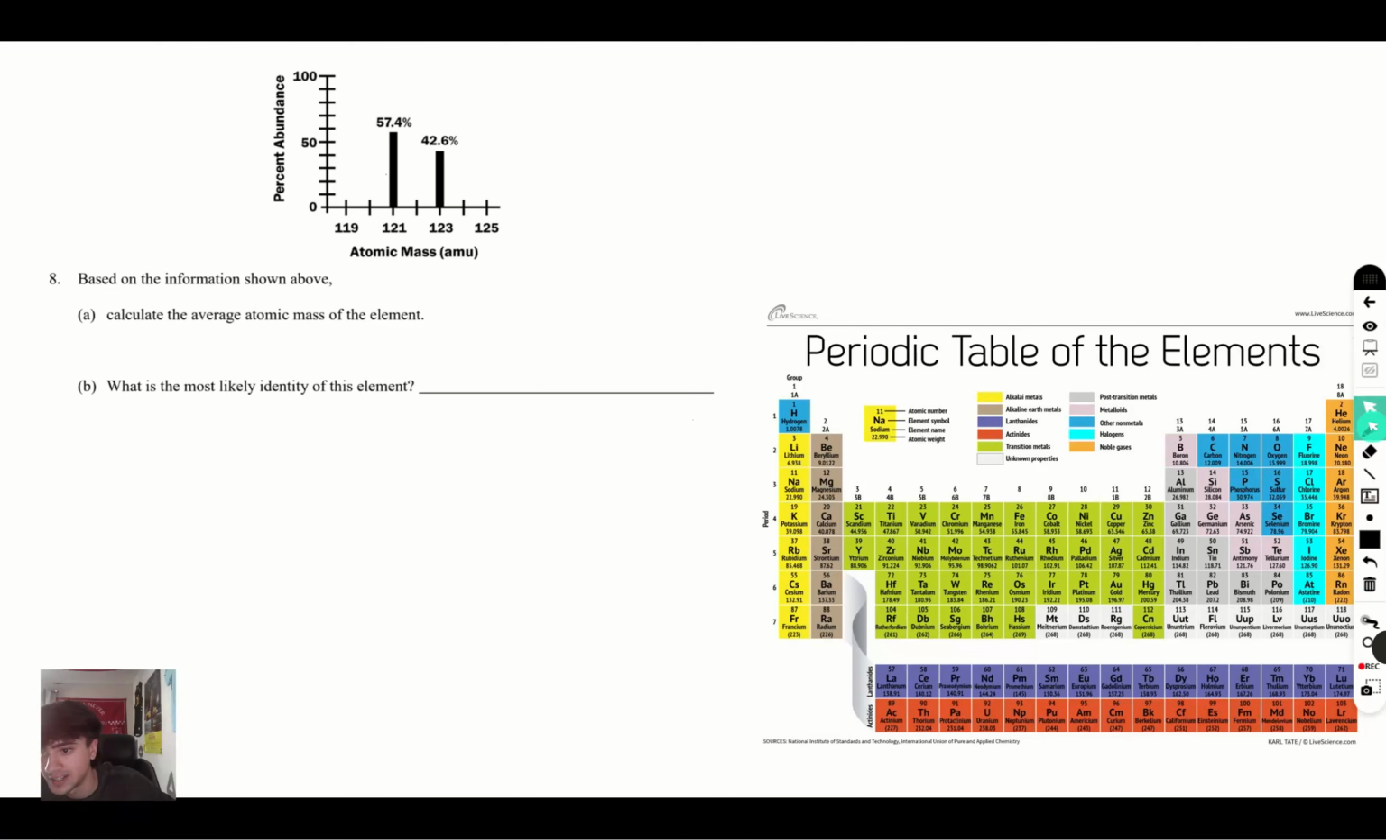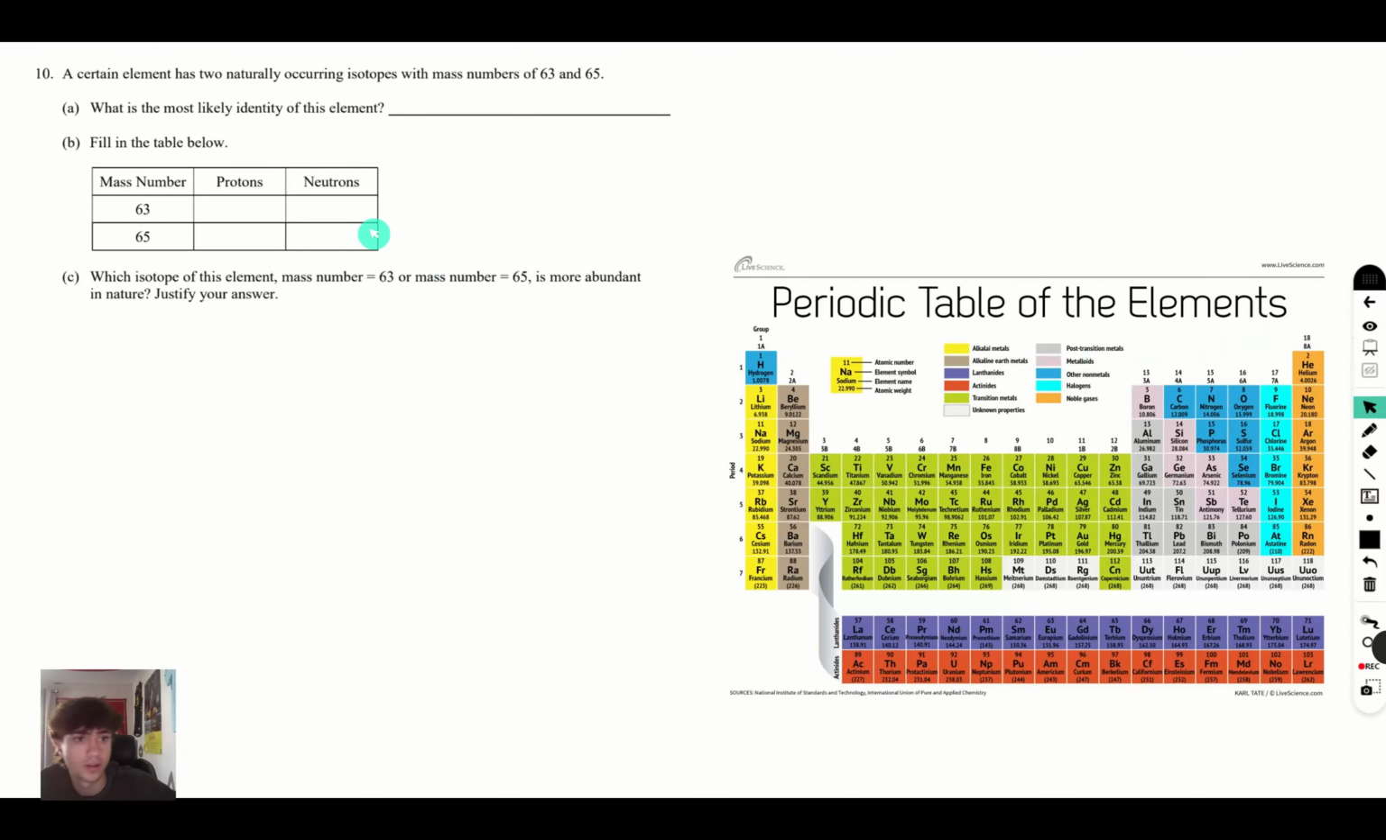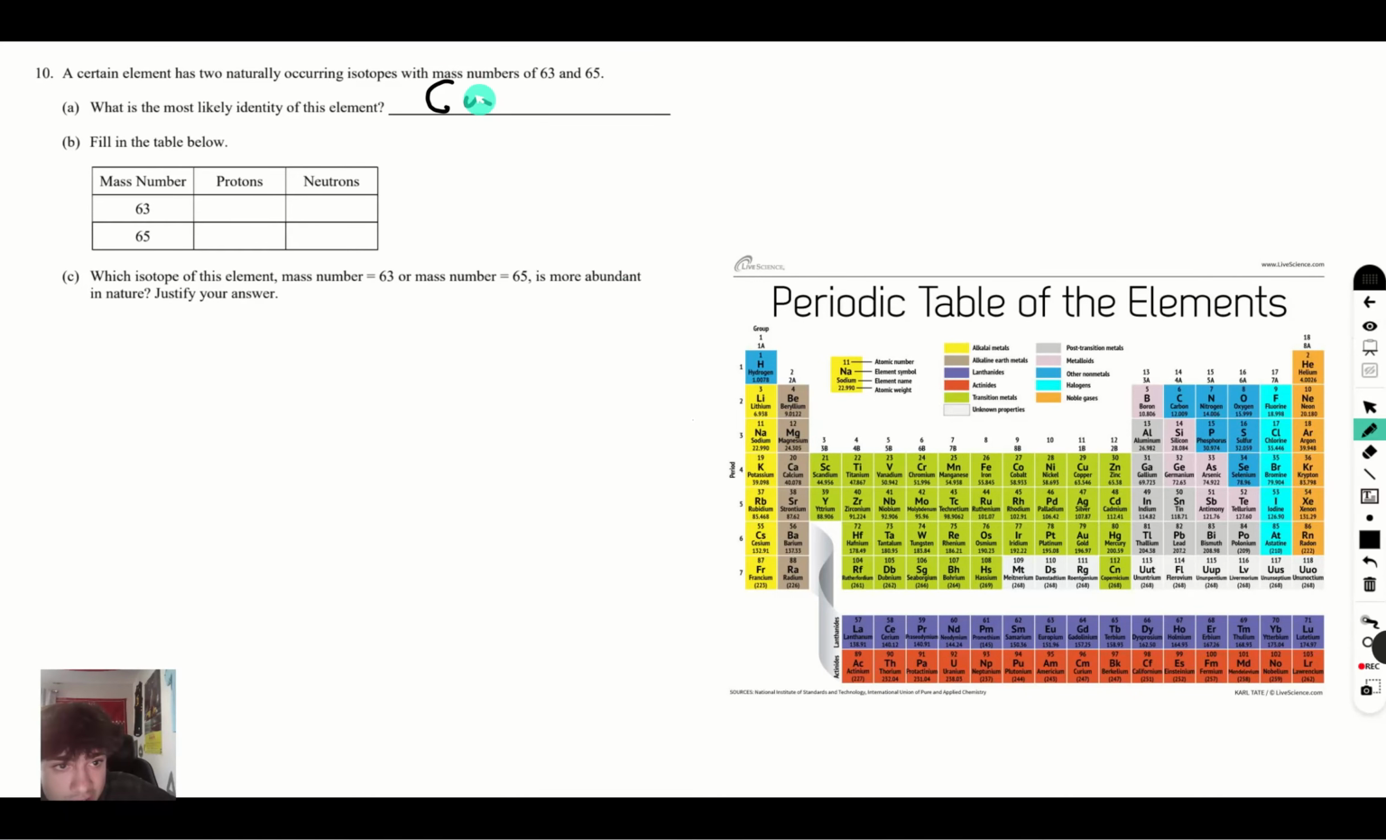So let's take a look at a second example. A certain element has two naturally occurring isotopes with mass numbers 63 and 65. So here you're forced to do what I just was talking about. What is the most likely identity of this element? The only one that's between 63 and 65 is going to be copper. So that's what we're going to put, Cu, and then fill in the table below.